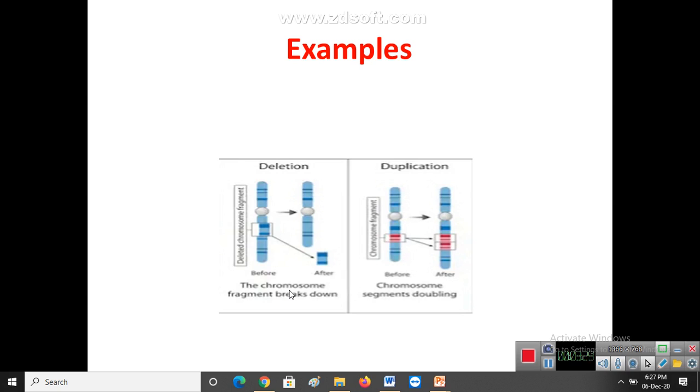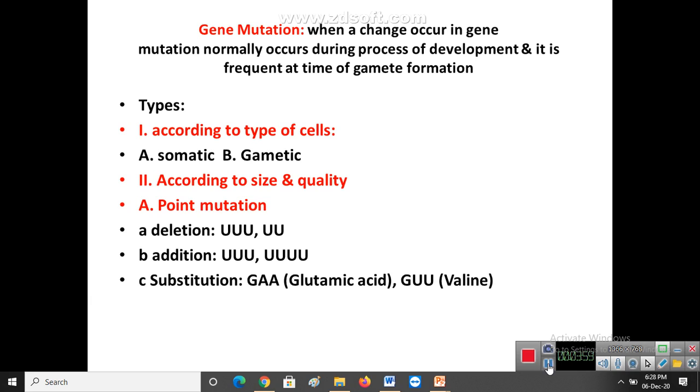You can see in the diagram the chromosome before the mutation. When a part of it is deleted or removed, this is the condition of the chromosome after deletion point mutation. Second, duplication, the condition of a chromosome before mutation. When a similar part is added, this is the condition of the chromosome after mutation, that results in duplication point mutation. Third is the substitution point mutation.